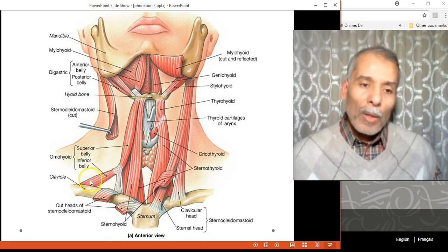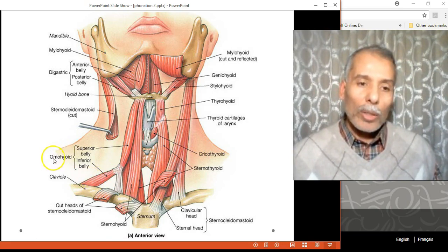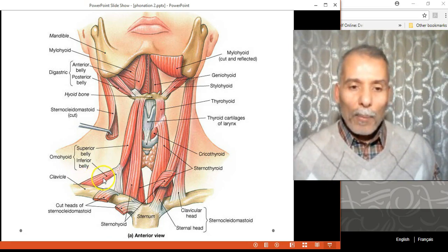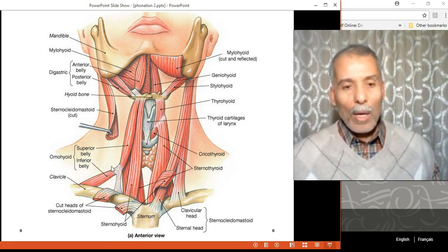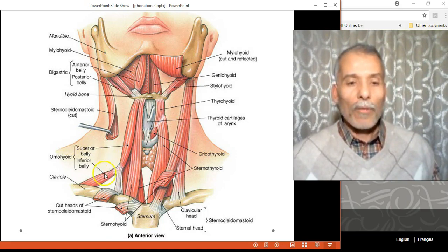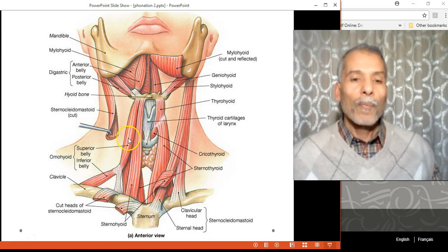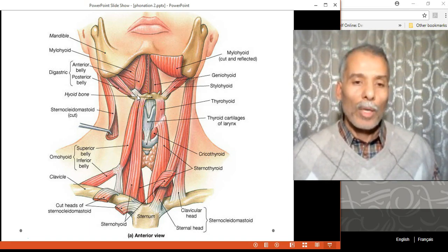Here is the omohyoid, and it has two bellies. So it goes up, and as it reaches the level of the clavicle, it's going to change into a tendon. So you have an inferior belly here of the omohyoid, and then above that tendon it has a superior belly of the omohyoid, and it inserts onto the hyoid bone. Again, the action is to depress the hyoid.